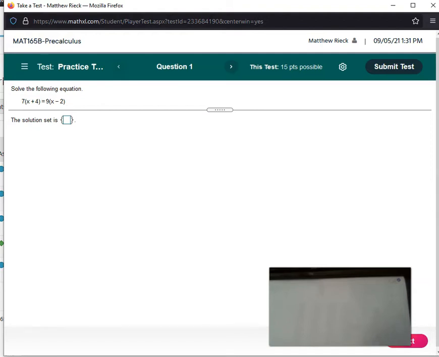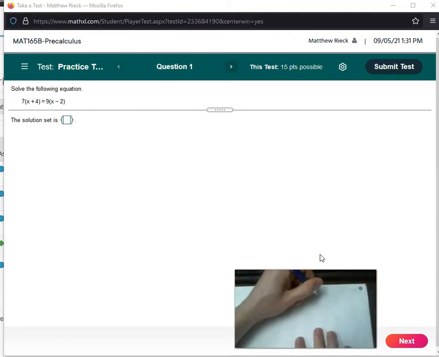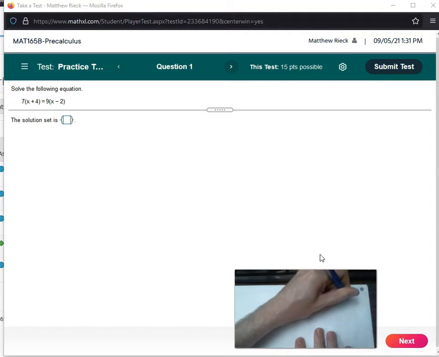All right, so this first question here, I'm going to go ahead and move my webcam so that I can see the next button. This first problem is dealing with solving linear equations in one variable. So here I have the equation 7 times the quantity x plus 4 equals 9 times the quantity x minus 2.